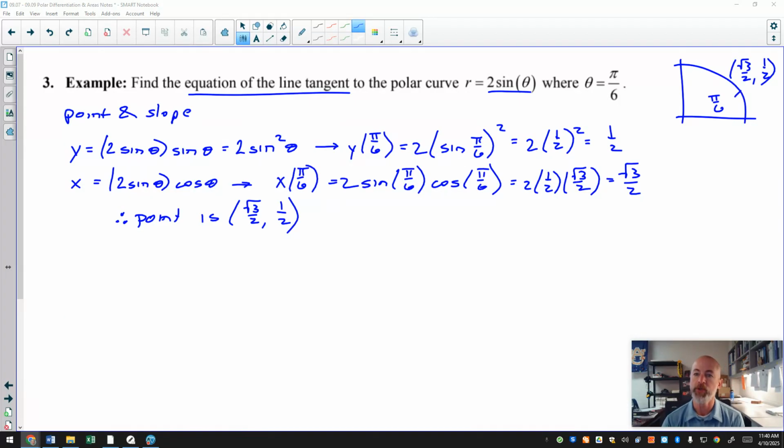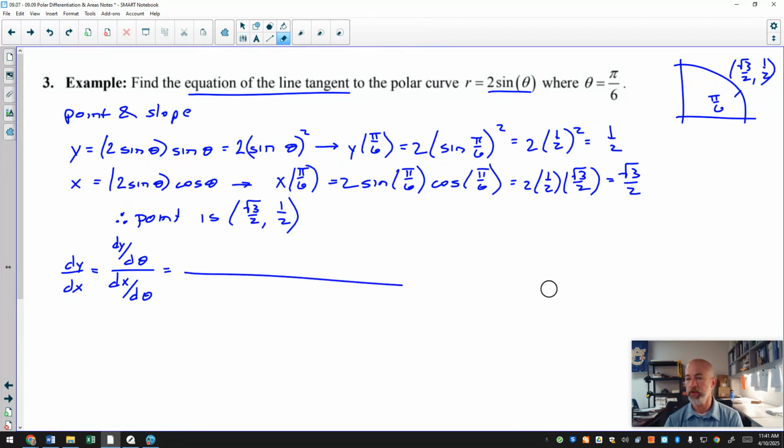The slope, unfortunately, is the tricky part, because if I want to get the slope, I need dy dx. And in parametric relations, to get dy dx, we need to do the derivative of your y expression, in this case with respect to theta, over the derivative of the x expression with respect to theta. And they're not painful derivatives, but for dy we have a chain rule, because that is 2 times the sine of theta squared. And the derivative of x is going to be a product rule. It's 2 sine theta cosine theta. So I'm going to have a big ugly fraction.